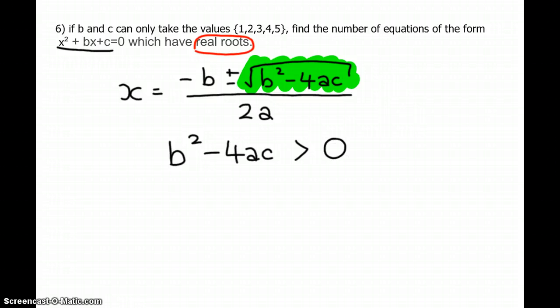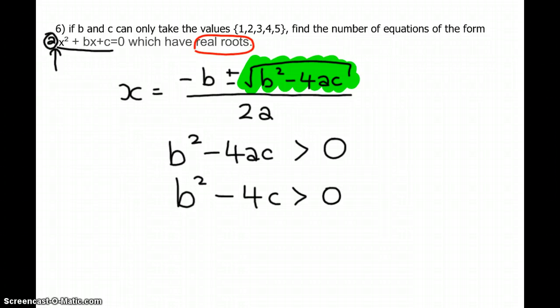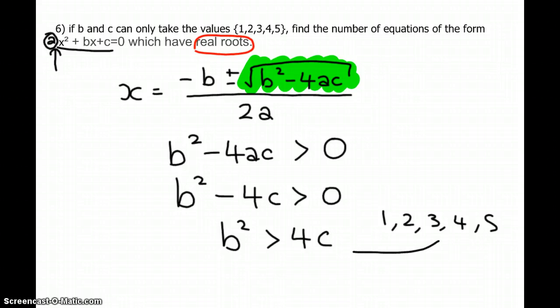And we know from here that the a value is just 1. There's only 1x squared. So I know that b squared minus 4c has to be bigger than 0, or that b squared has to be bigger than 4c. And all you need to do now is have a look at which numbers from the numbers 1, 2, 3, 4 and 5 you can put into that to make that true.